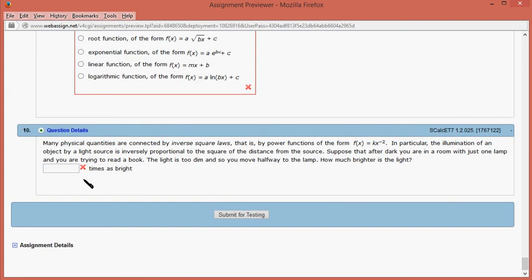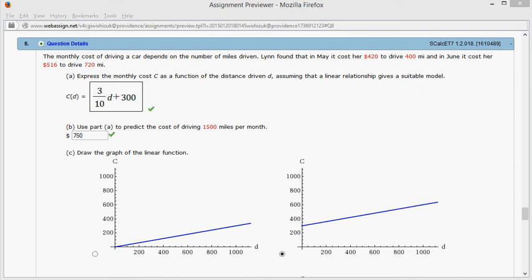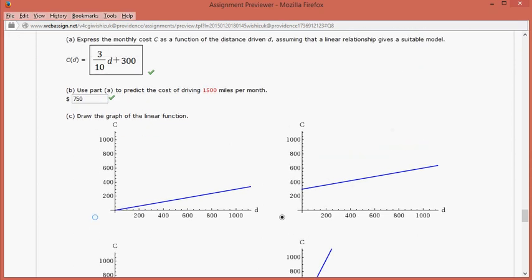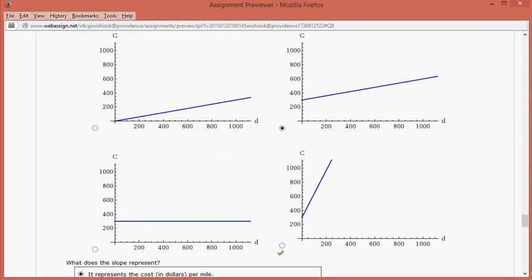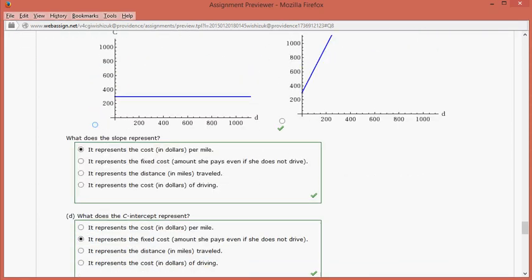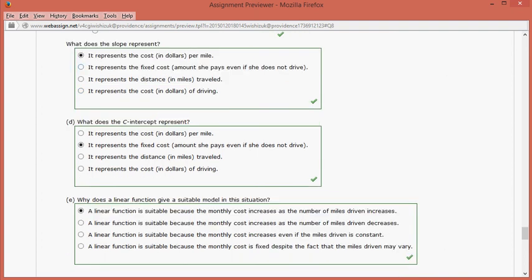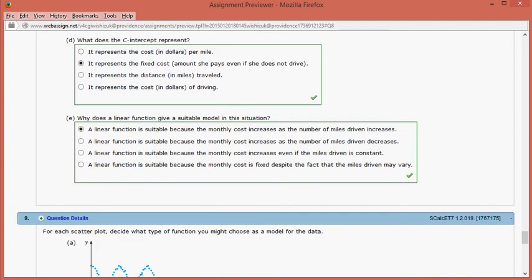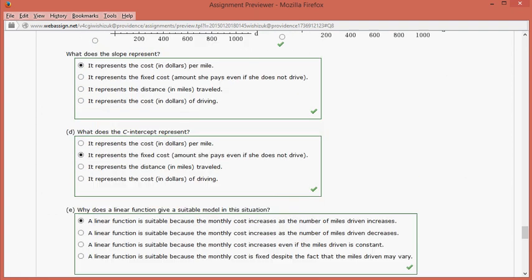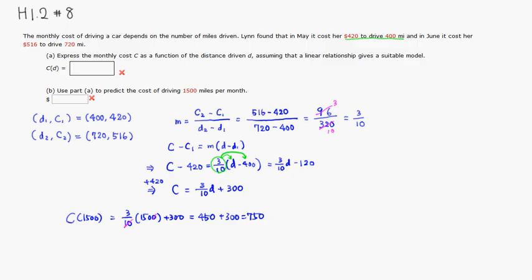Alright, let's submit for testing. It came back and looks like we got part A correct, part B correct, part C correct, part D correct, and part E correct. So that's it. I hope that this was clear.